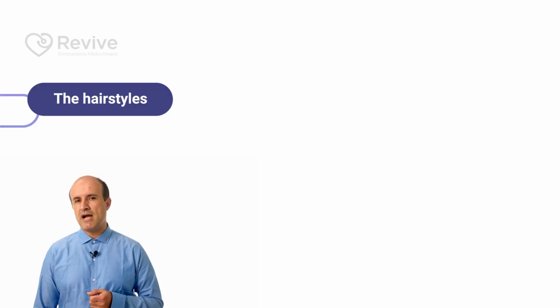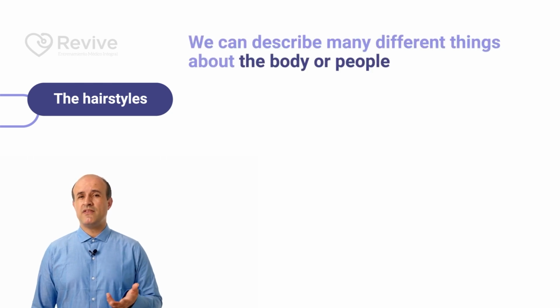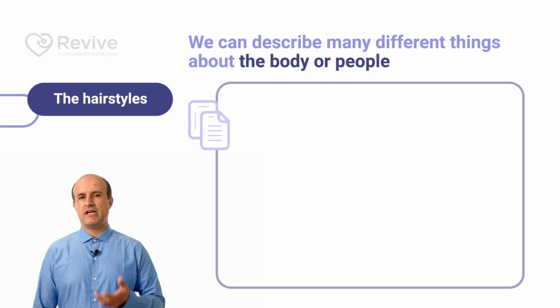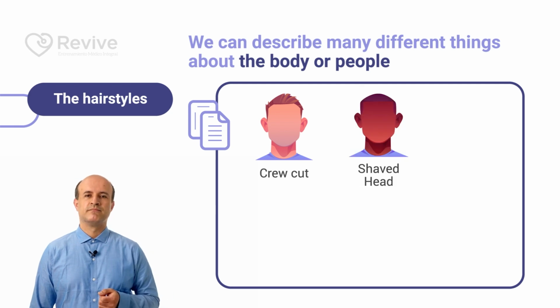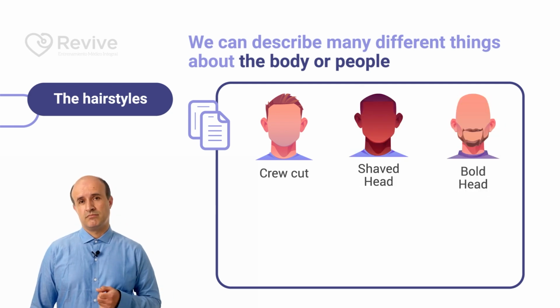We are going to review the vocabulary for talking about physical descriptions now. For doing this, we can describe many things about the body or people. We are going to start with the hairstyles. Our first hairstyle is crew cut, followed by a shaved head and a bald head.